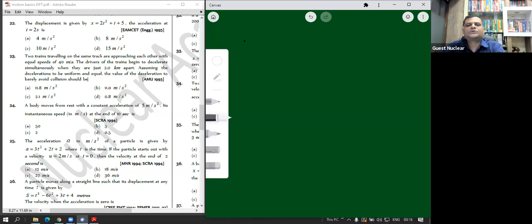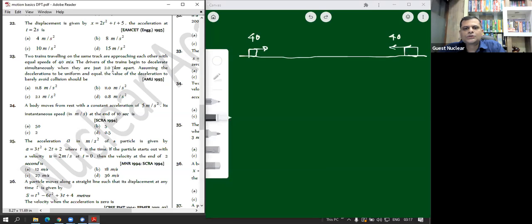देखो ठीक से, the two trains traveling on the same track and approaching each other with equal speeds of 40 meters per second. Okay, so consider this as a common track, and this is the first train which is moving this way with the speed of 40 meter per second, and another train which is moving in the opposite direction with the speed of 40 meter per second. Okay, and they are just 2 kilometers apart. That means the distance between them is already given, which is 2000 meter.